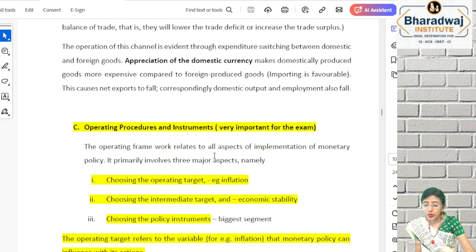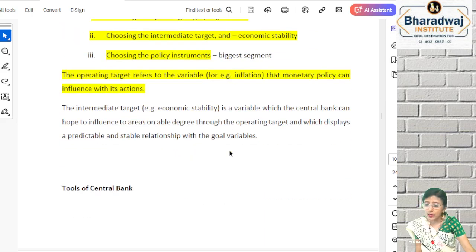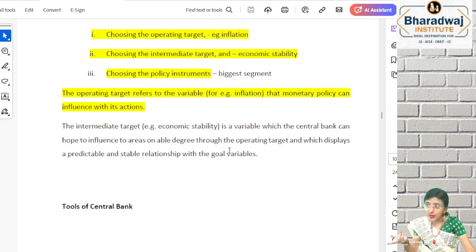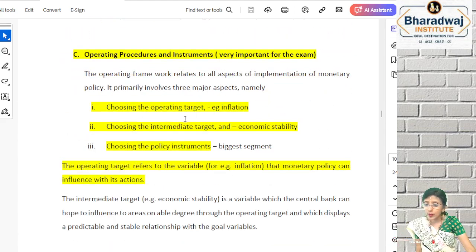Then operating procedures and instruments. Please note that operating target and intermediate target are different. You have an intermediate target and an operating target. Are you aware of it? Do you understand that? What is an operating target? What is an intermediate target? Okay, that is very important. The goal which you want to attain is the intermediate target. Through what you are operating, that is the operating target.